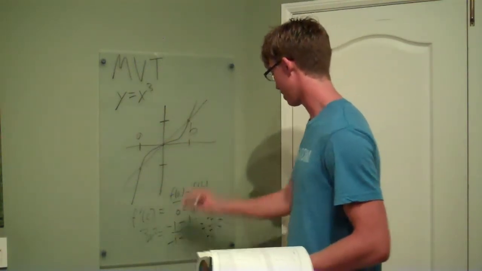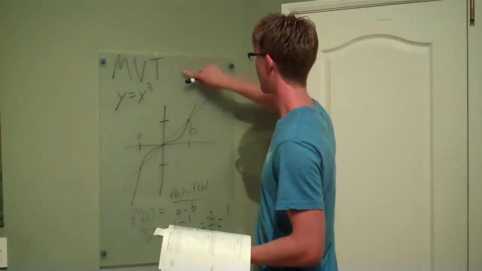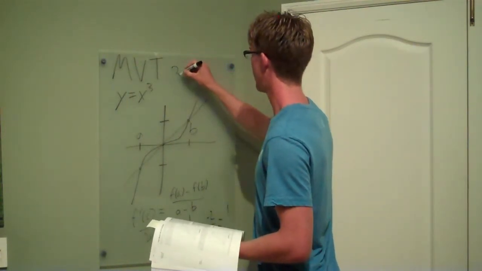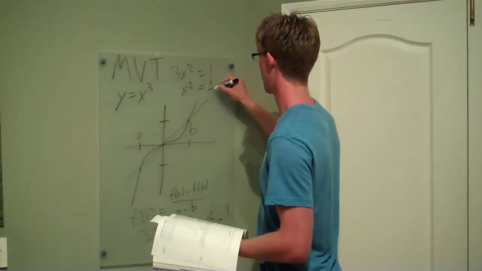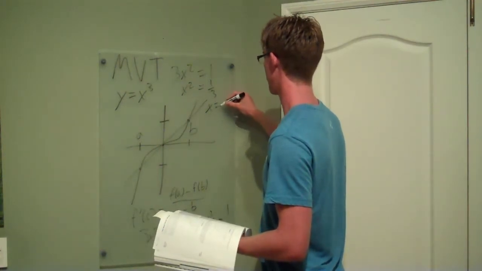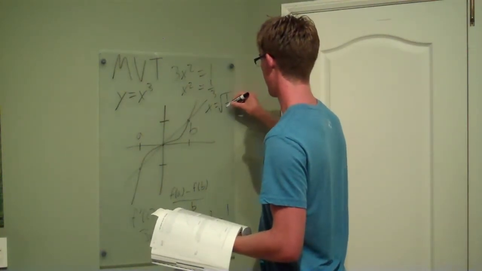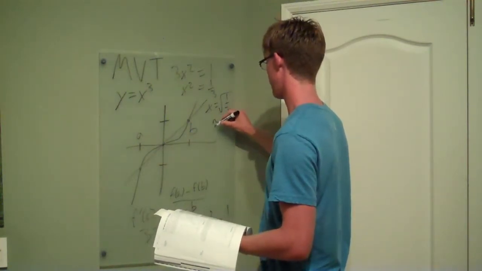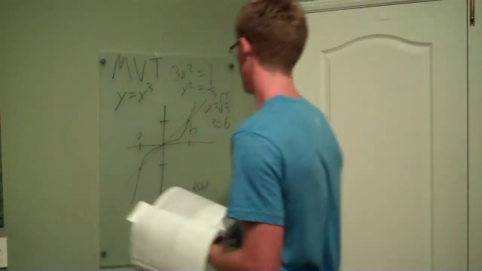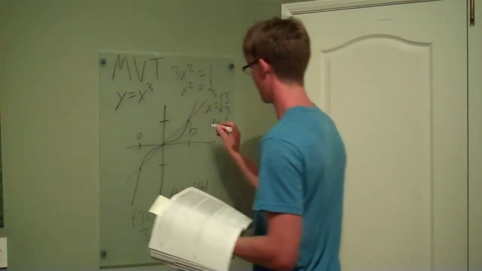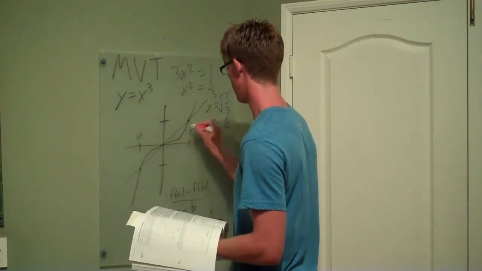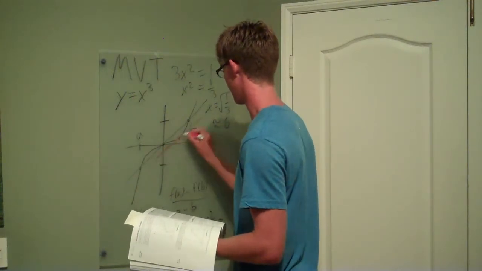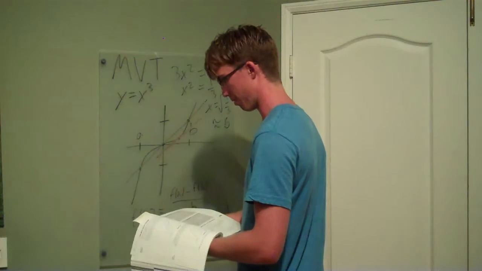Some point c or x on this curve will have a slope equal to 1. And so 3x squared equals 1, x squared equals 1 over 3, x is equal to square root of 1 over 3, and that is approximately 0.6, and lo and behold, at approximately 0.6 on the curve, x equals 0.6, here-ish, we have a slope equal to the average slope. That's the mean value theorem for you, ladies and gents.